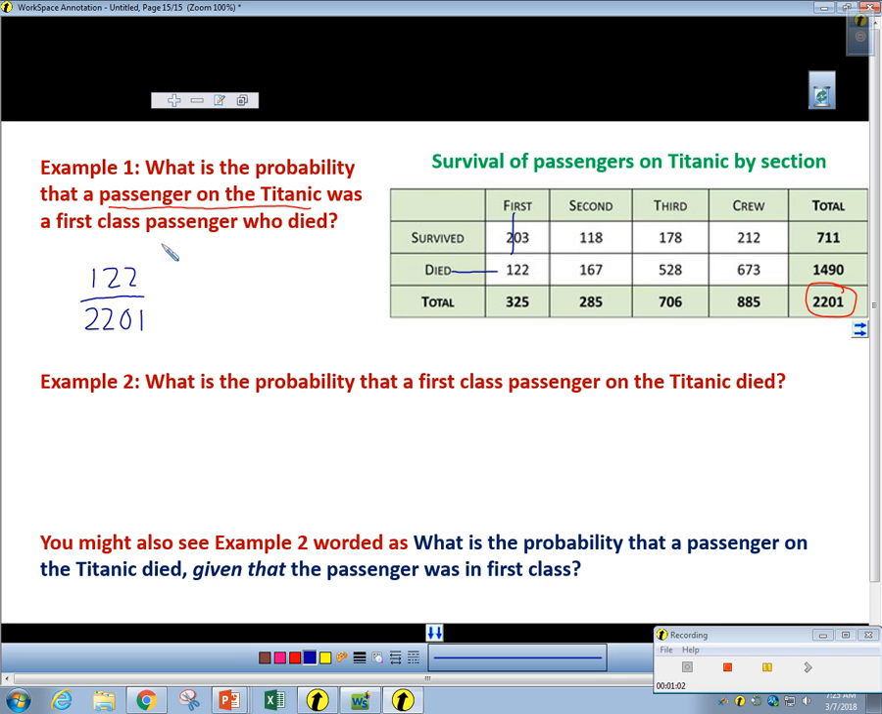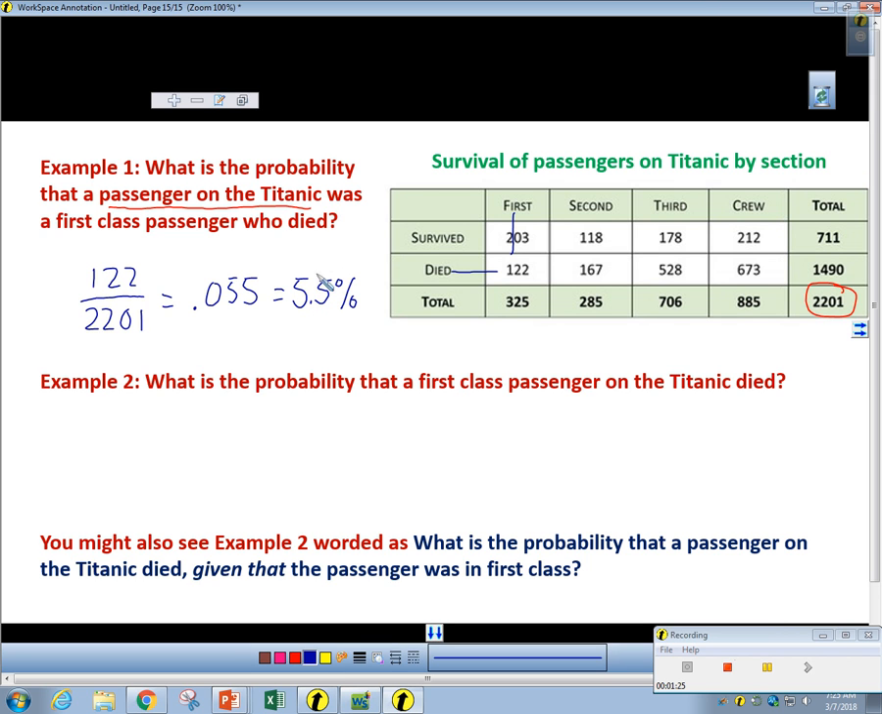As usual, we want to change this to a decimal and to a percent. The decimal there is approximately 0.055. So we could say that's about 5.5%. So if you had the names of everybody on the Titanic and you chose one name at random, there would be a 5.5% chance that you would draw a first-class passenger who died.